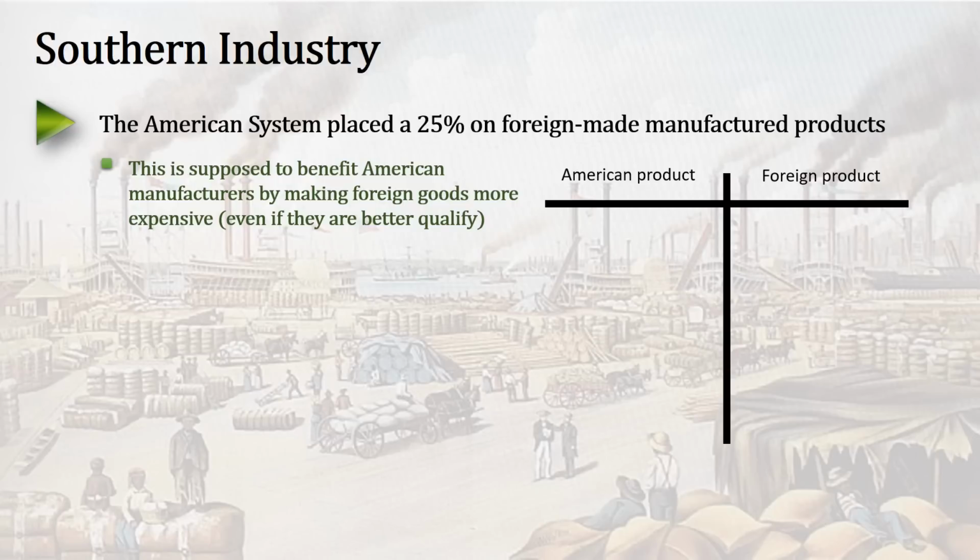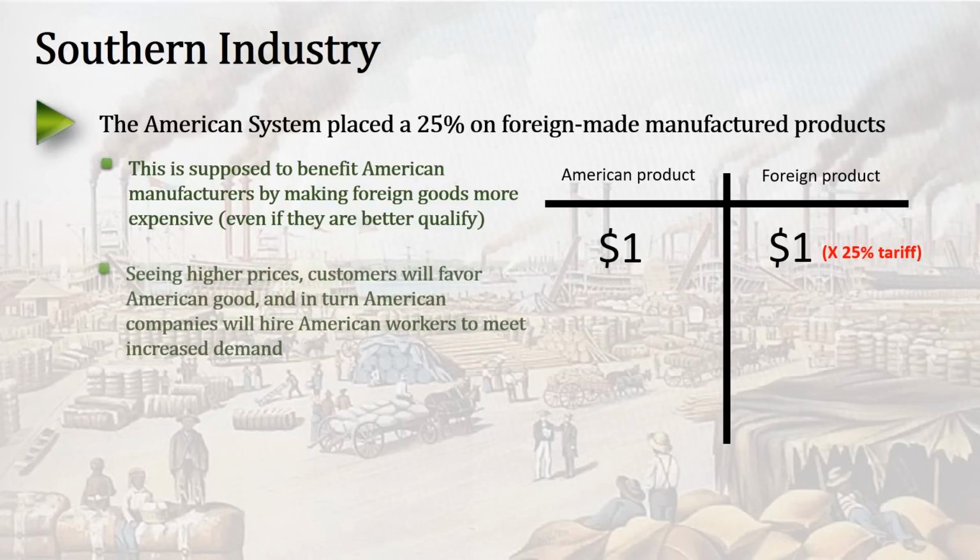And so, if you've got an American product and a foreign product, and the American product costs you $1, and the foreign product also costs you $1, what we're going to do is put that 25% tariff on the foreign good, and then you're going to see the higher price. Then you're going to grab the American good when you go to Big Box Mart and see them on the shelf. Because when you see higher prices, you, the customer, are going to favor the American goods, and in turn, American companies are going to hire American workers to meet this increased demand.